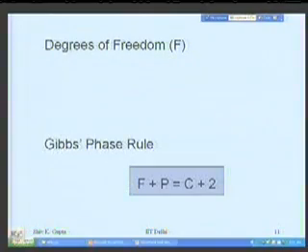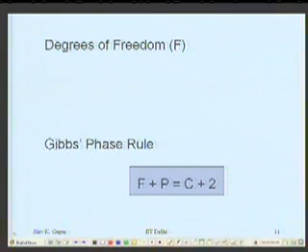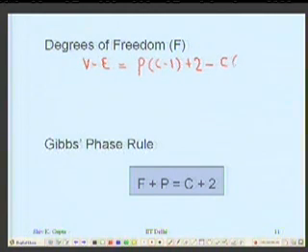Right. So let's define the degrees of freedom now. Degrees of freedom, as I said, is number of variables minus the number of equations. Variables I wrote down is P into (C minus 1) plus 2, minus the equations I wrote down, which were, for each component, P minus 1 equations.